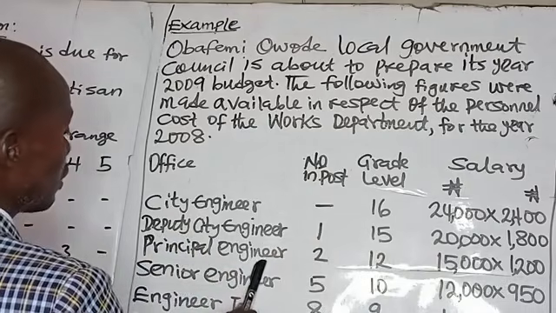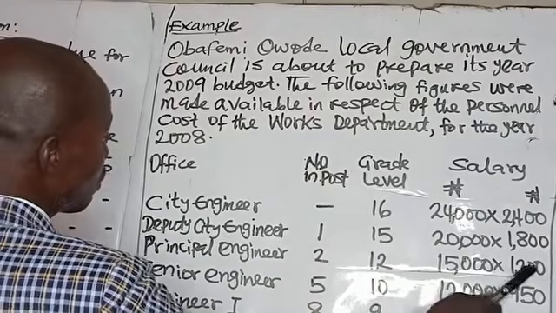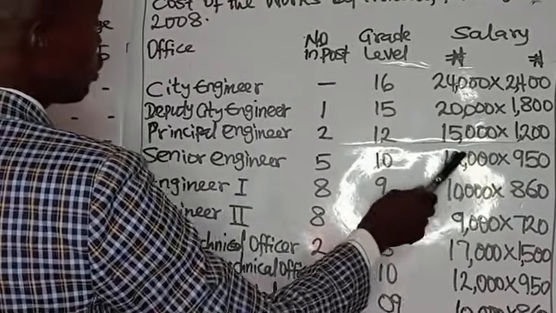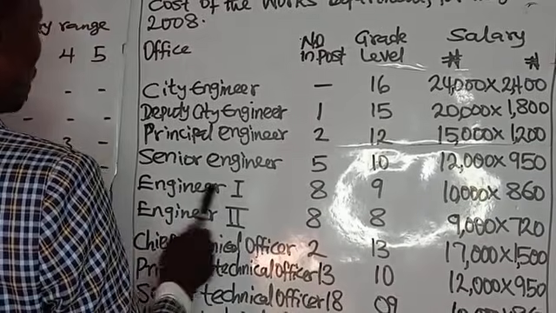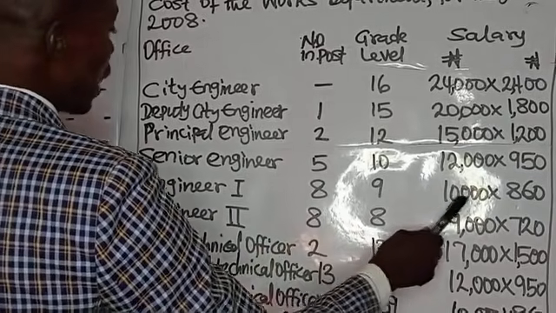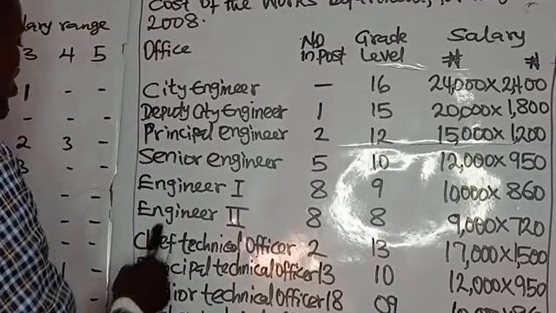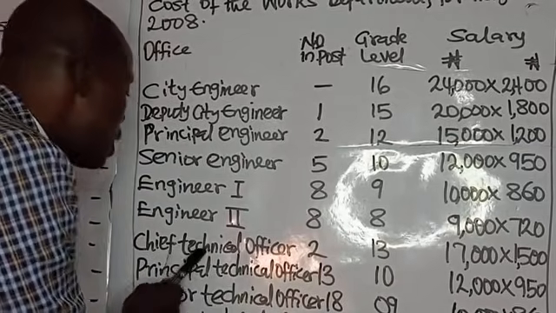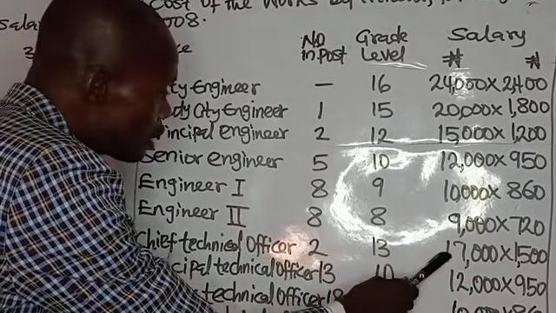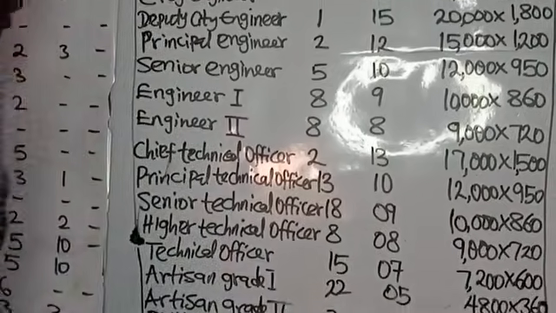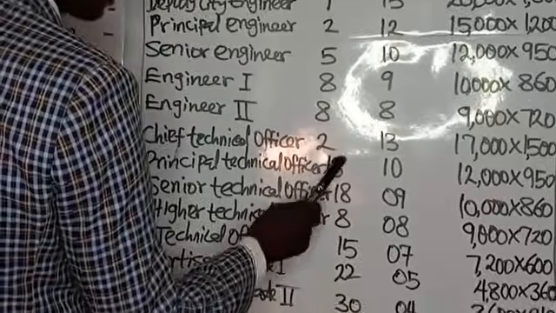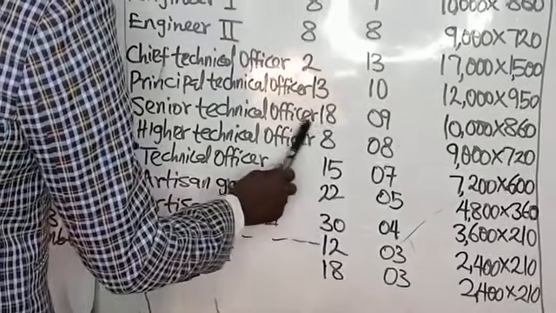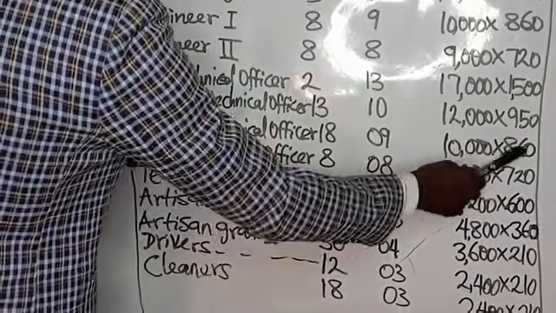principal engineer, 2, 12, 15,000, 1,200. Senior engineer, 5, 10, 12,950. Engineer 1, 8, 9, 10,860. Then engineer 2, 8, 9, 9,720. Chief technical officer, 2, 13, 17,000 and 1,500. Principal technical officer, 13, 10, 12,000 and 950. Senior technical officer, 18, 9, 10,000 and 860.